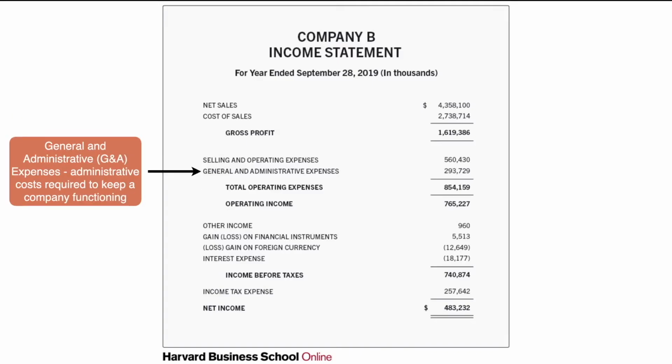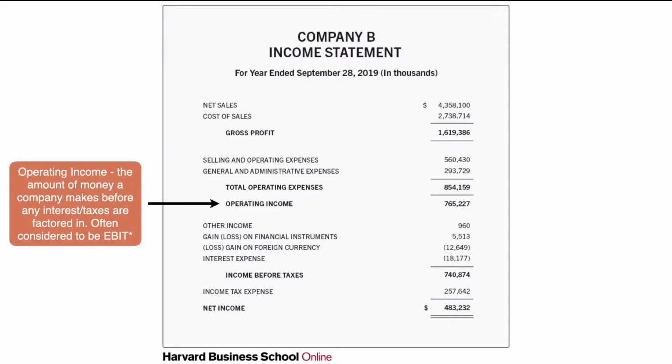Underneath selling and operating expenses, we have general and administrative, or G&A, expenses. These are the administrative costs required to keep a company functioning. This is where all of the manager salaries and other administrative costs go. Adding up the operating expenses and G&A expenses will get you the total operating expenses. And if you subtract that figure from the gross profit, you'll get the operating income.